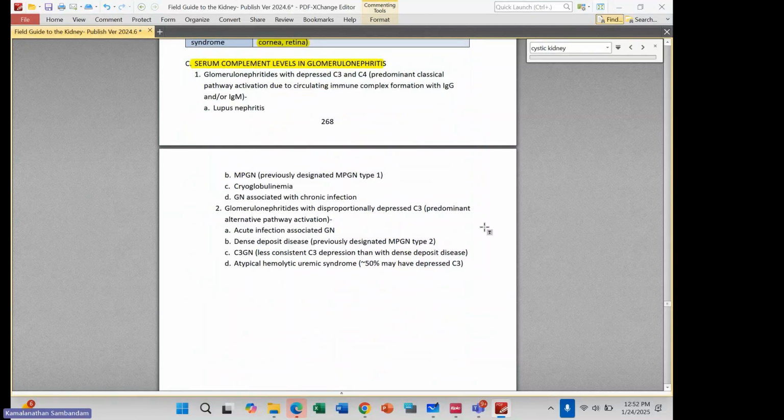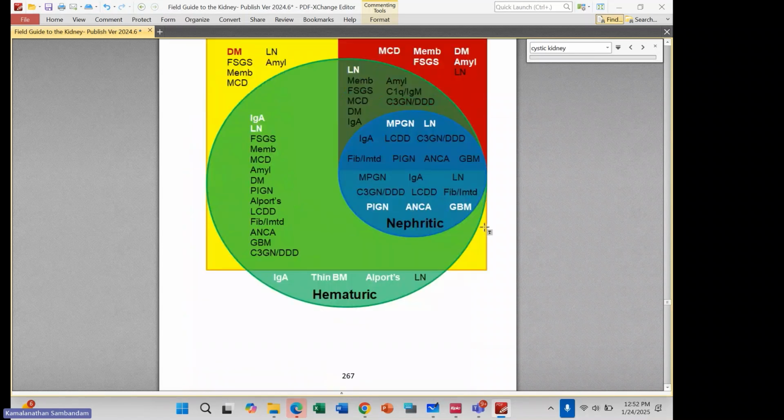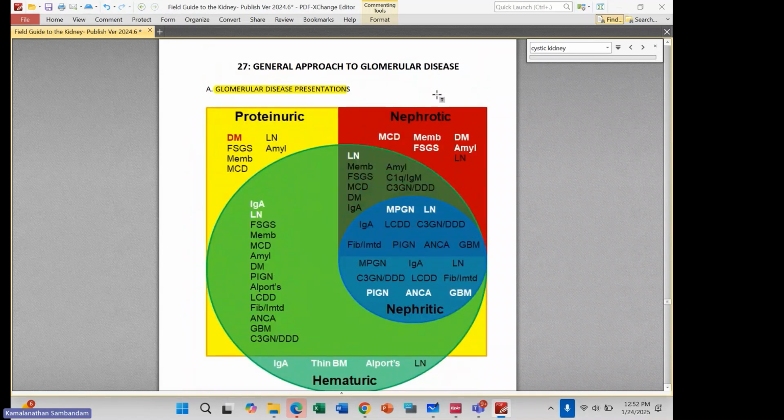All right, let's move then to complement. Again, what I'm trying to give you is the tools to say more than this patient needs a kidney biopsy. I don't know what's going on, but they need a kidney biopsy. I want you to be able to narrow down your differential diagnosis and give in your assessment and plan, this is what I think is most likely.